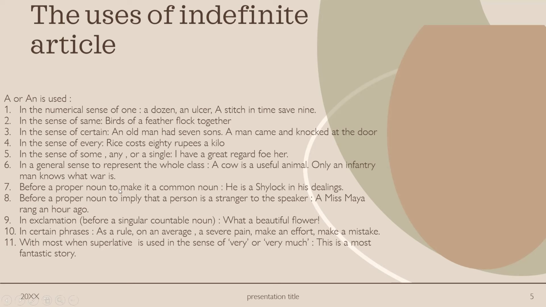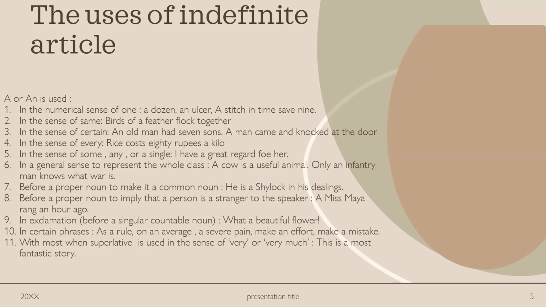Before a proper noun, to make it a common noun: he is a Shylock in his dealings. Likewise, he is a Shakespeare of our class, means a person who writes poetry beautifully in comparison with that particular person, Shakespeare. We use it in a particular way as a common noun, a Shylock or a Shakespeare.